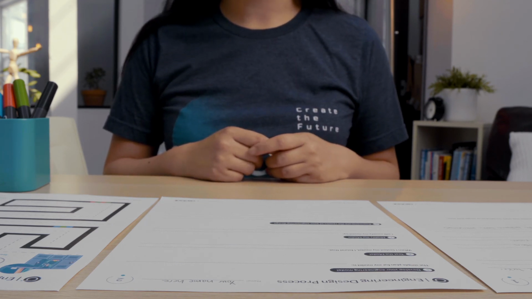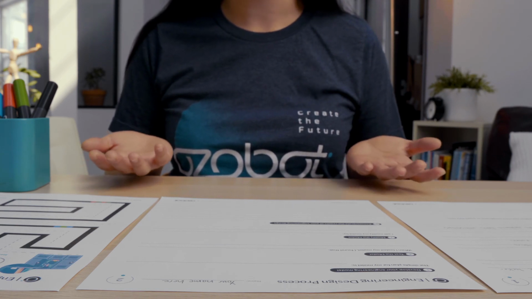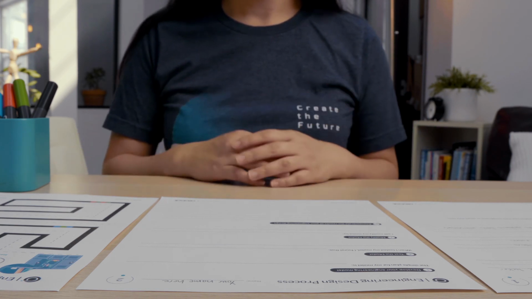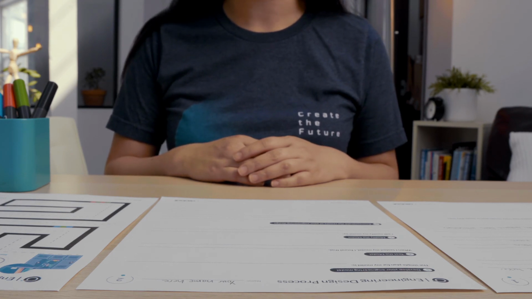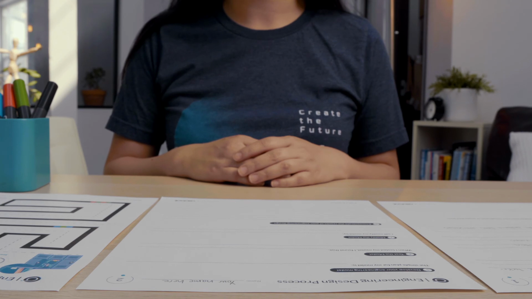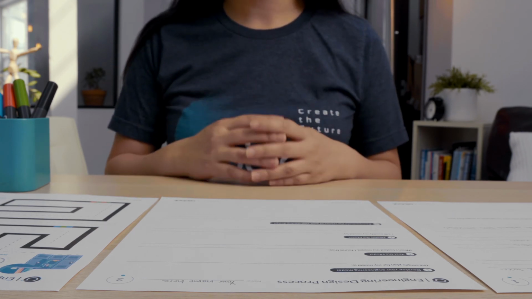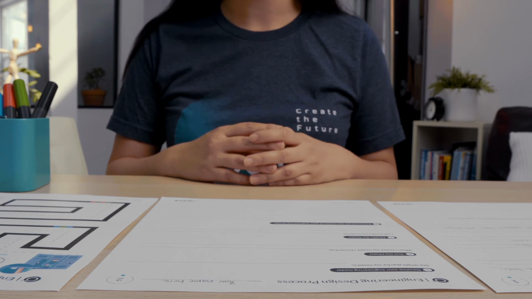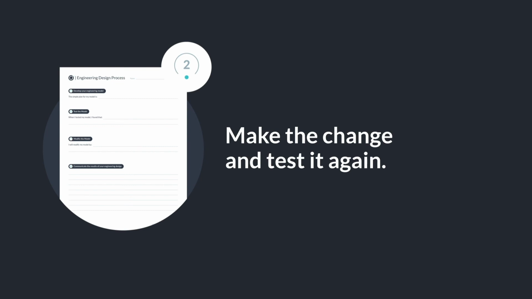If you don't have white stickers, just redraw the map on another sheet of paper, incorporating any changes that need to be made. After you make improvements, return to the previous step of testing again. Repeat the modification of your model and testing until you are satisfied with how the problem has been solved. Write down one thing you can do to improve your model in section 7. Make the change and test it again.